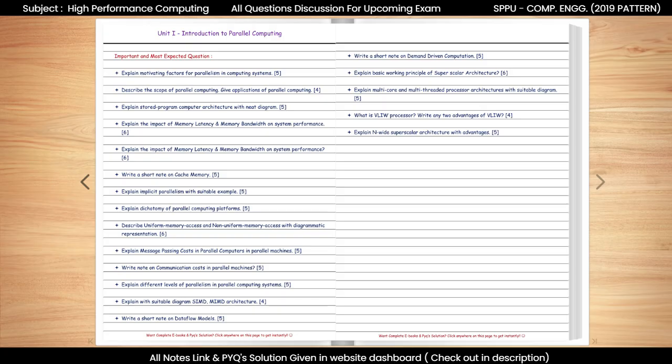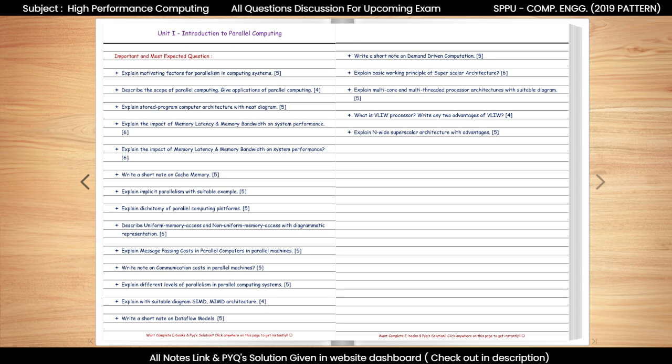Now, let us move on to our next important topic, SIMD and MIMD architecture. From this topic, we can expect questions such as, explain with suitable diagram SIMD and MIMD architecture. SIMD architecture means single instruction multiple data, where one instruction operates on many data items at the same time. Imagine one control unit sending the same instruction to many processing units, each working on different data. MIMD architecture means multiple instruction multiple data, where each processor executes its own instruction on its own data. This model is very flexible and powerful.